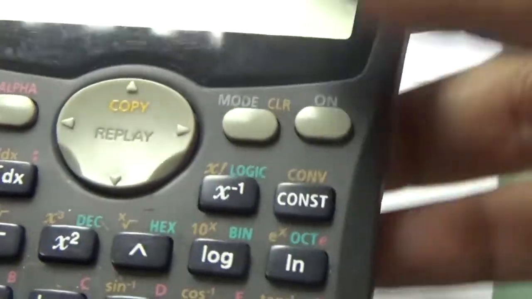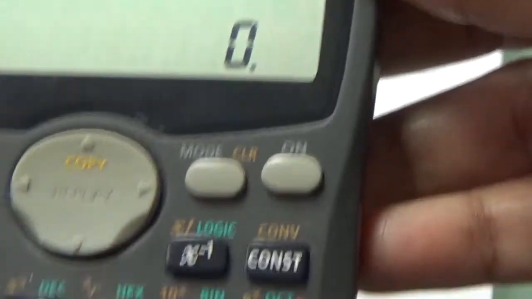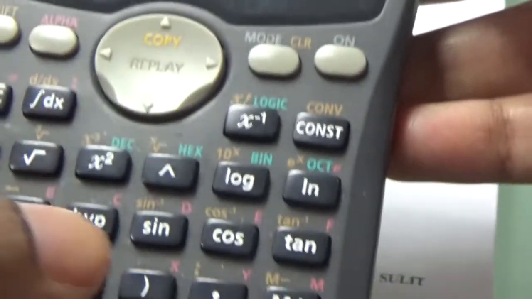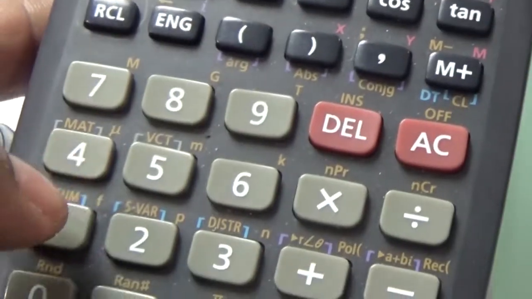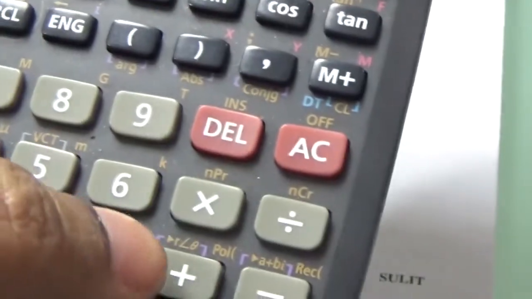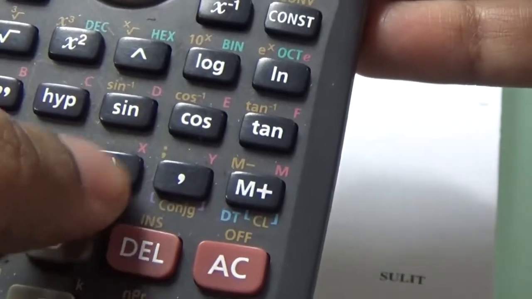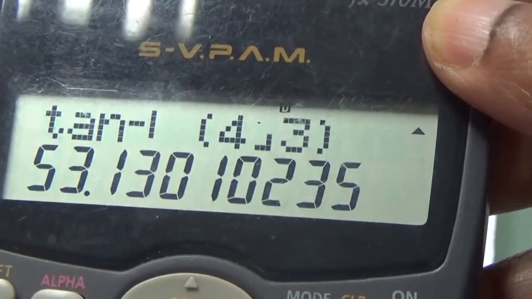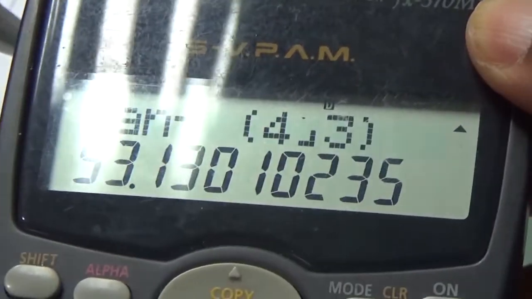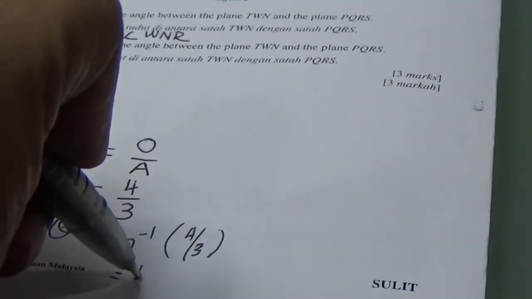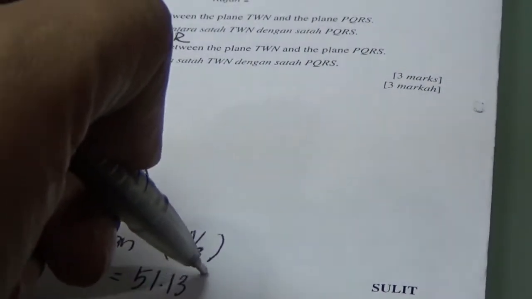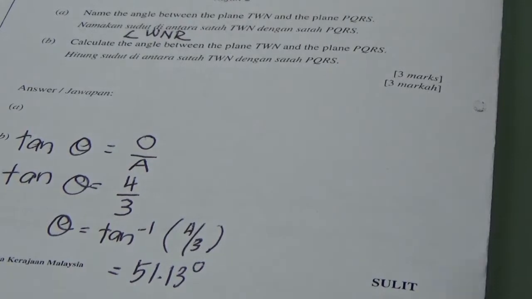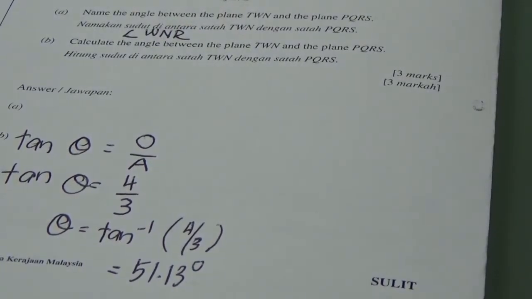Using your calculator, shift tangent, 4 over 3 would give you the answer, 51.13 degrees. 51.13 degrees for 3 marks. That is the whole of question 2.